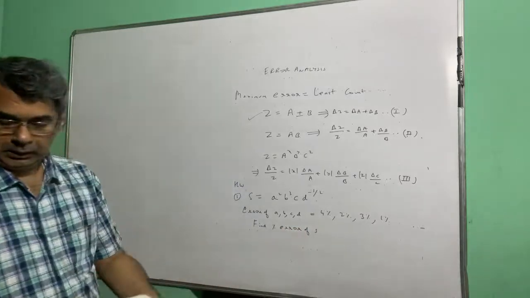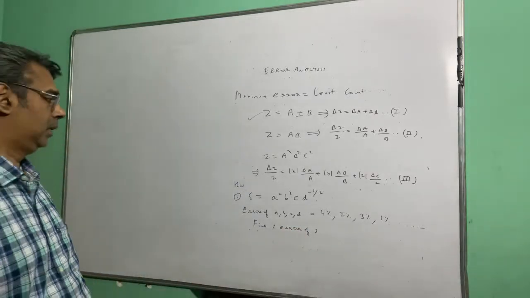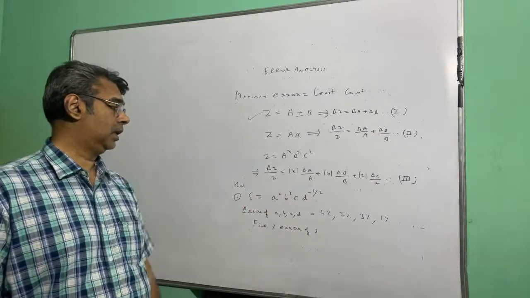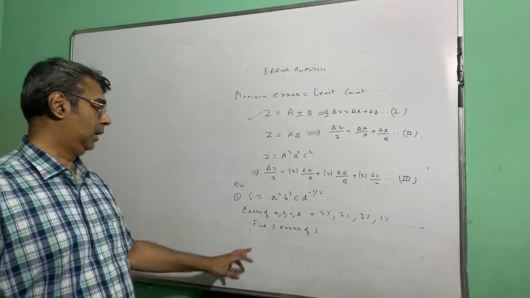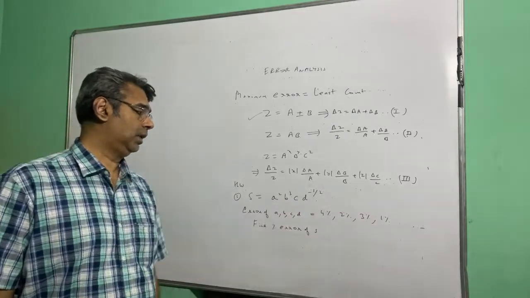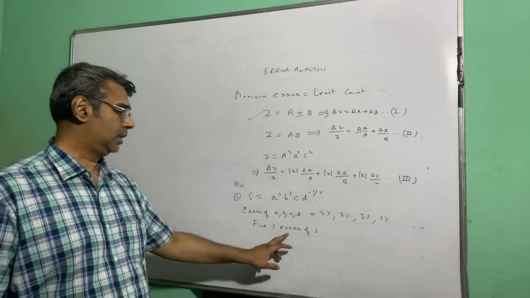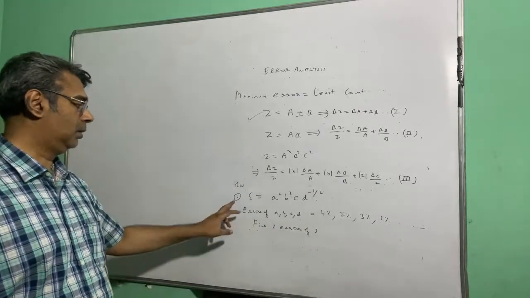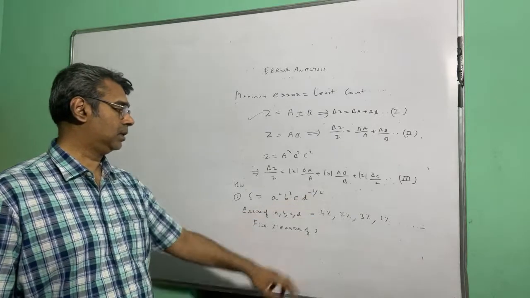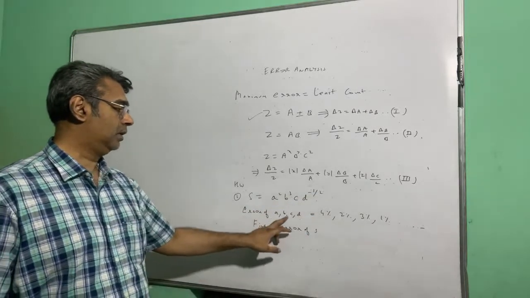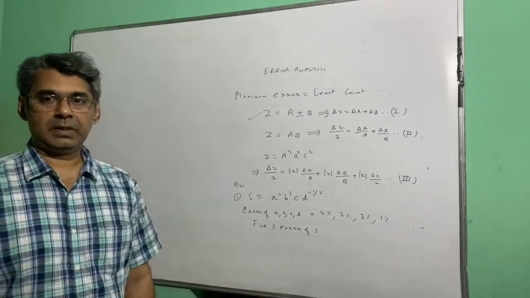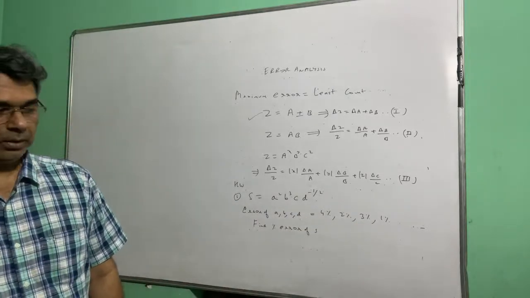Okay, question number 1. If S is A square B cube C D to the power minus half and the errors of A, B, C, D are 4%, 2%, 3% and 1%, then what is the percentage error of S? That is question number 1.